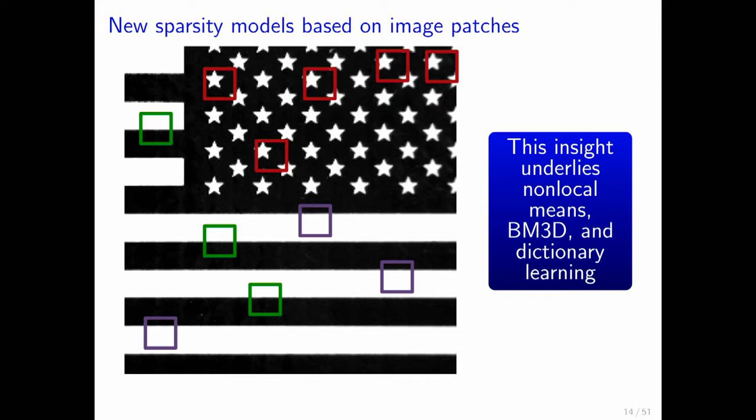And this example looks a little bit contrived, but in fact, this sort of redundancy within images is a good model for wide classes of images and underlies popular methods like non-local means, BM3D, dictionary learning, and many others. So it's a very general and flexible model that seems to fit well to real-world data. So the question is, could we somehow find and exploit this redundancy in photon-limited images?